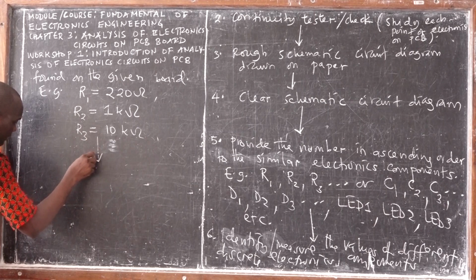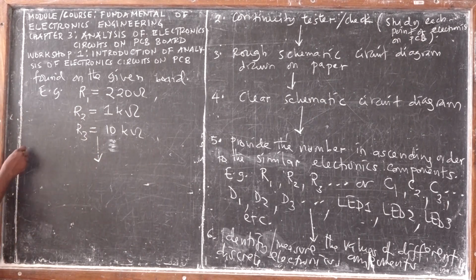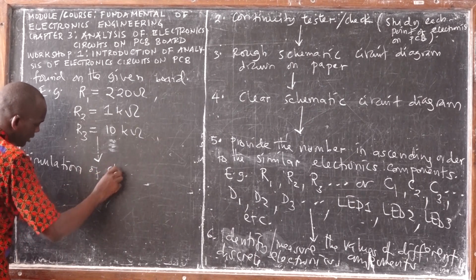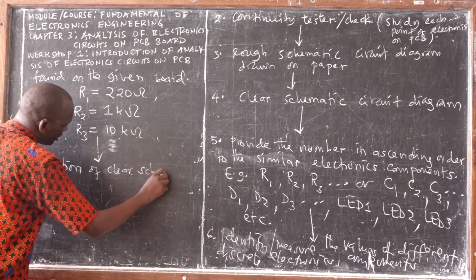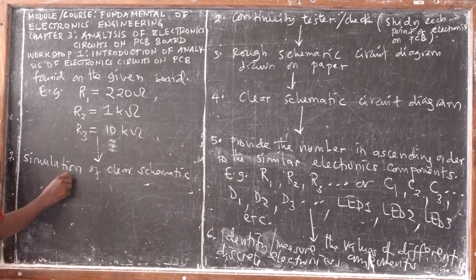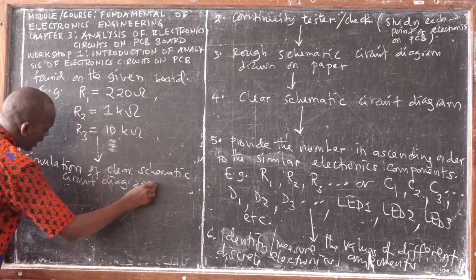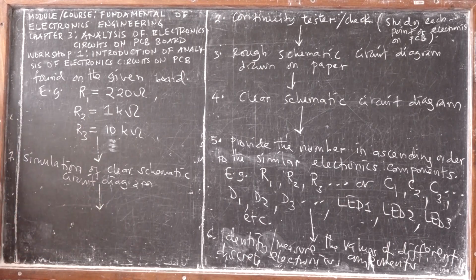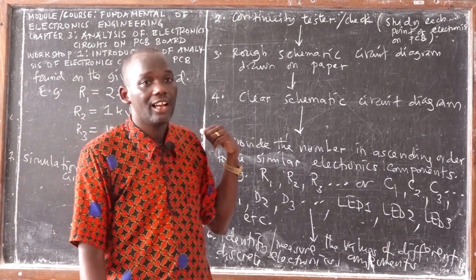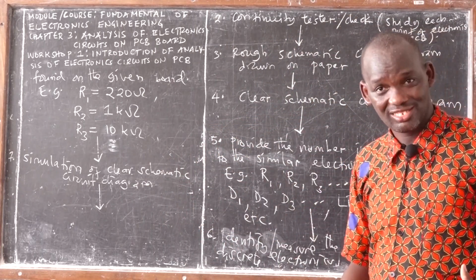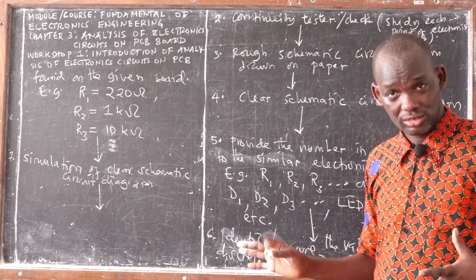So step number 7, you may go for the simulation. Simulation of the clear schematic circuit diagram. We see its values. Then the next process, students, are we together? Is it clear? If you skip any step, you will find challenges, especially in simulation. Okay?